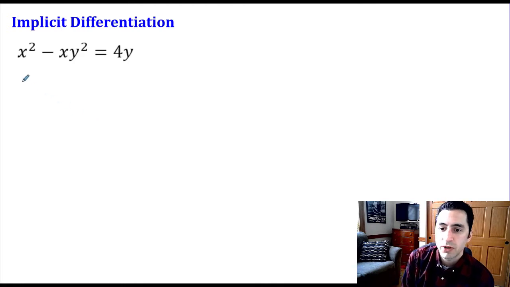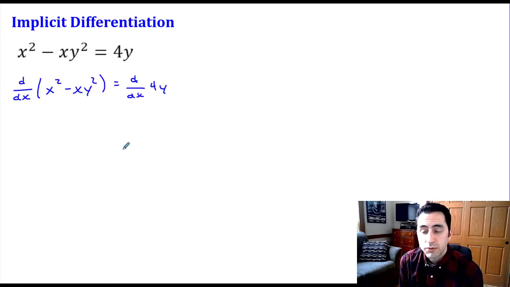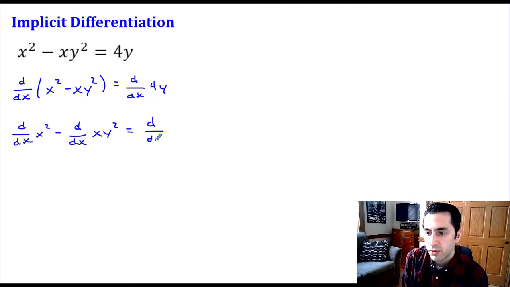So the first thing is we're going to take the derivative of both sides with respect to x. So I'm going to take d over dx of both sides of this equation. Now we need to find the derivative with respect to x for each of these parts. On the left-hand side, I can use my difference rule for derivatives, and I end up with the derivative of x squared minus the derivative of my second term, xy squared. And I still have the derivative with respect to x of 4y on the other side of the equation.